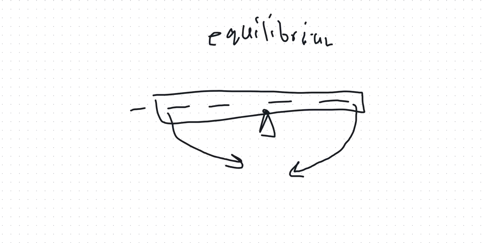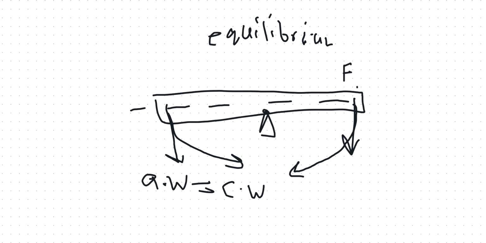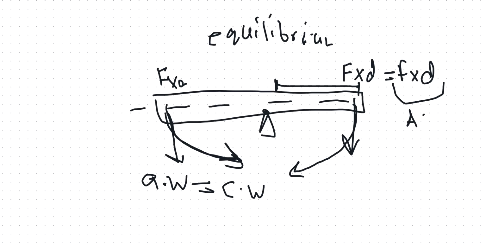So this anti-clockwise moment is equal to the clockwise moment. Whenever I am in equilibrium, my anti-clockwise moment equals my clockwise moment. This basically means that if I had a force in this direction and I had a force in this direction as well, then the product of this force into the distance must equal the force into the distance of my anti-clockwise moment. So force into distance, this is my anti-clockwise moment, and this is my clockwise moment.